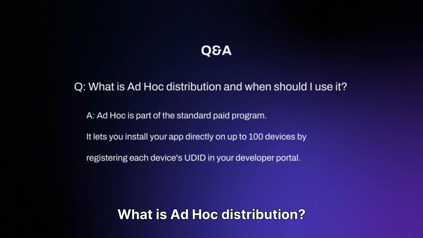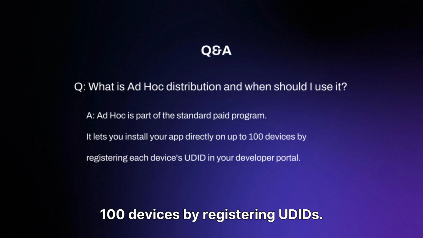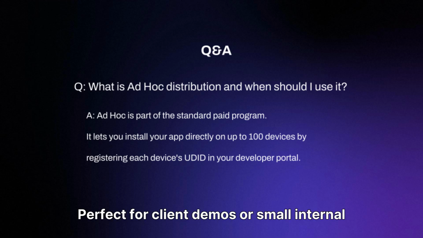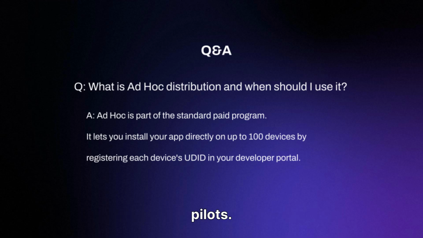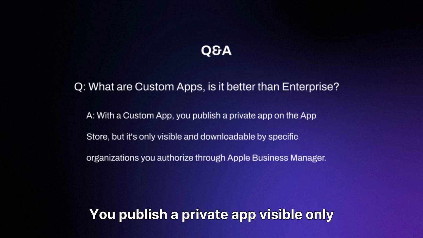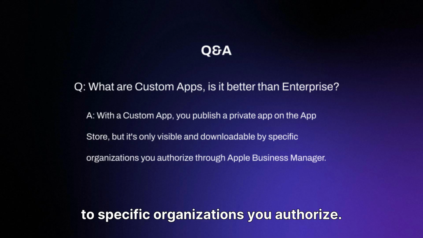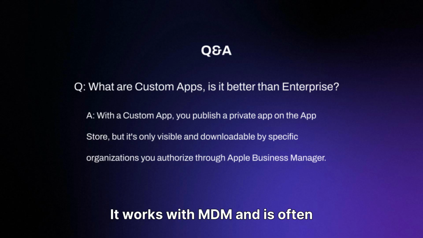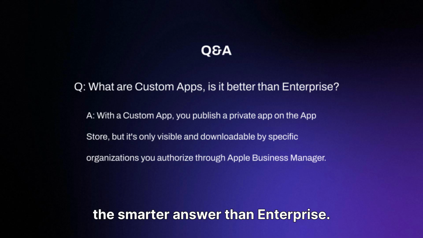What is ad hoc distribution? It's part of the paid program. It lets you install on up to 100 devices by registering UDIDs. Perfect for client demos or small internal pilots. What are custom apps? Underrated. You publish a private app visible only to specific organizations you authorize. It works with MDM and is often the smarter answer than Enterprise.